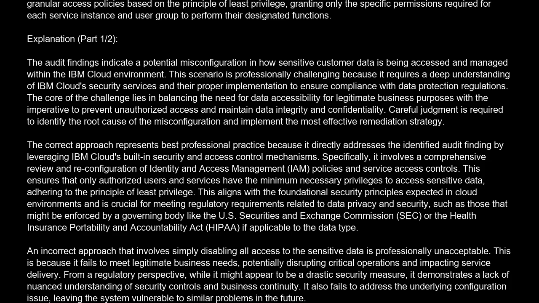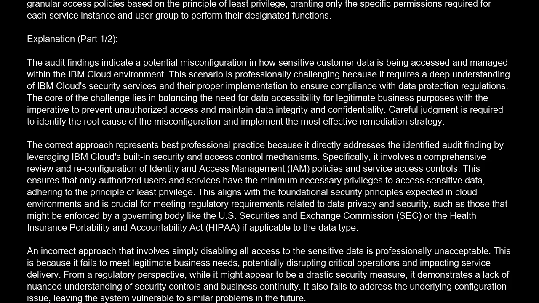An incorrect approach that involves simply disabling all access to the sensitive data is professionally unacceptable. This is because it fails to meet legitimate business needs, potentially disrupting critical operations and impacting service delivery. From a regulatory perspective, while it might appear to be a drastic security measure, it demonstrates a lack of nuanced understanding of security controls and business continuity. It also fails to address the underlying configuration issue, leaving the system vulnerable to similar problems in the future.